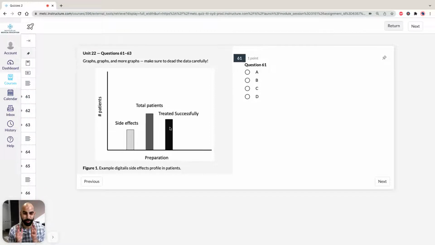Now, it's important to also note that side effects and being treated successfully or unsuccessfully are not mutually exclusive. So you can have a group who were treated successfully that have side effects, a group that were treated successfully without side effects, a group who weren't treated successfully with side effects, and a group who weren't treated successfully without side effects. The important thing to note is that the total patient number isn't going to change. That's always going to be the same.